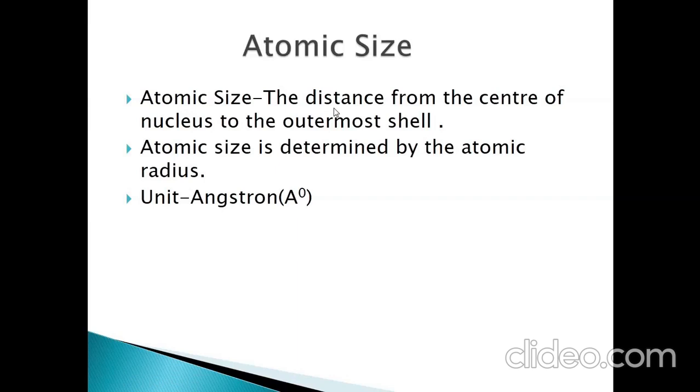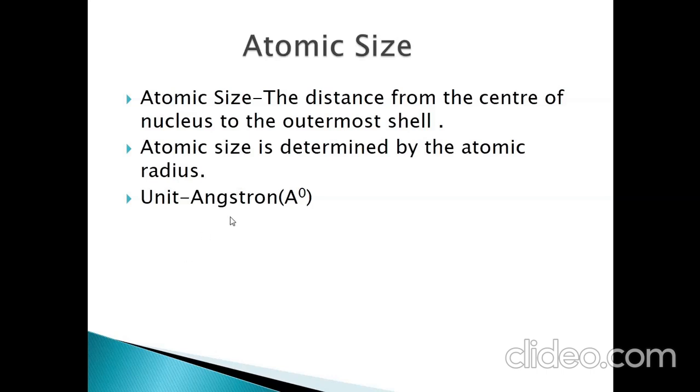Atomic size. What do you understand by the term atomic size? The distance from the center of the nucleus to the outermost shell is called atomic size, or atomic radius. Now, how do we determine the size? Like the size of a circle is determined by its radius, in the same way the size of an atom can be determined by the atomic radius. So atomic size is determined by atomic radius.